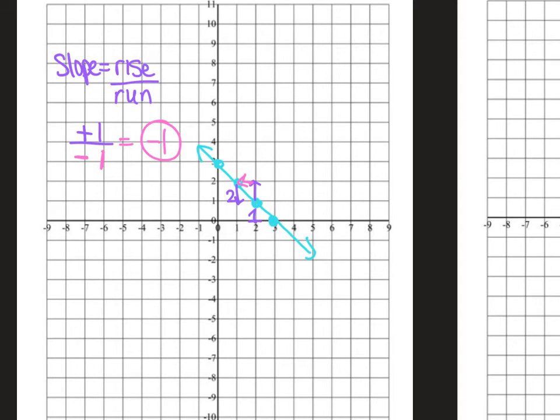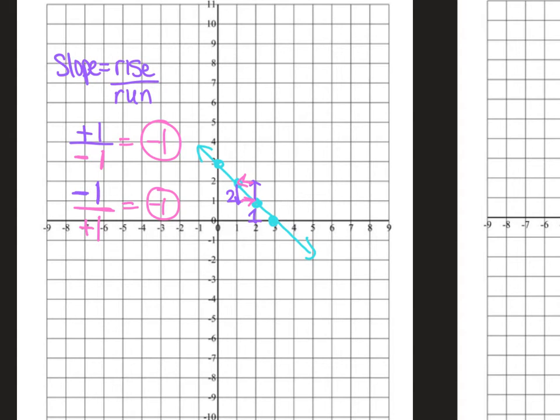I'm rising down, which makes no sense grammatically, but that's just how math people talk about it. I rise in a -1 direction because I'm going down. Then I run. Running is sideways. I run to the right 1. To the right is positive. 1 negative, 1 positive is still -1.